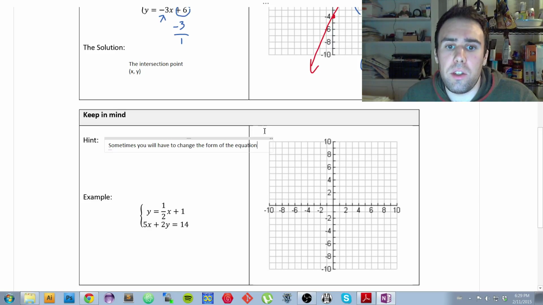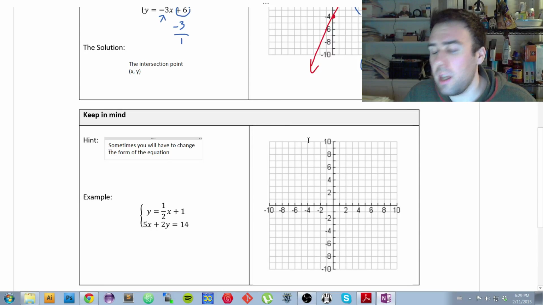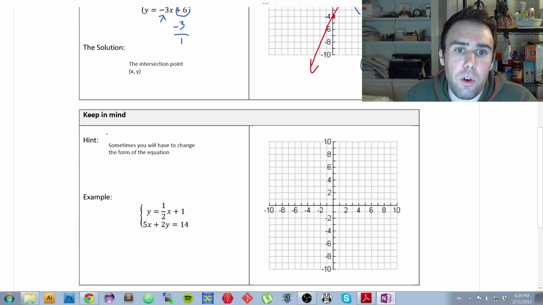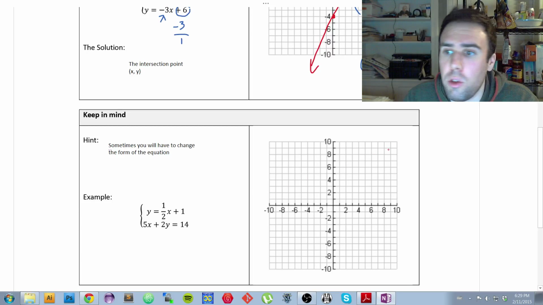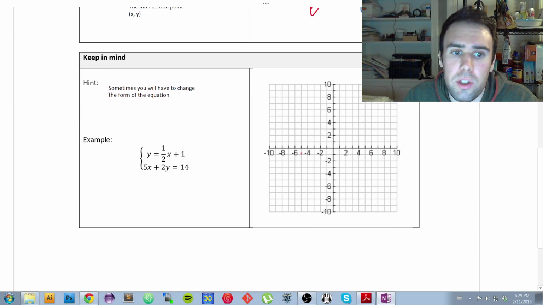And that's again something that we worked on last chapter. We learned how to turn any of these equations into y equals mx plus b. The first thing we need to do is make sure the y is all alone on one side of the equal sign. So I will subtract 5x from both sides.